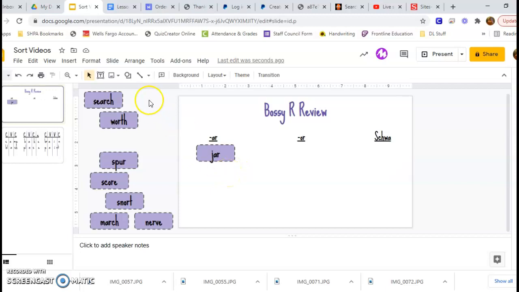All right. Do you see another word here that has the AR spelling that we can test?